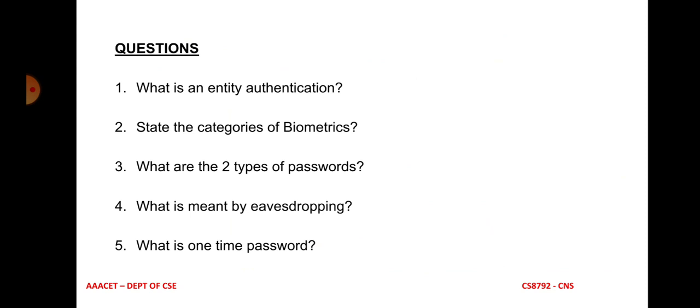And what is meant by eavesdropping? Eavesdropping is nothing but an intermediate person getting the password of the sender without their knowledge. And what is a one time password? It means the password is used only once, and after usage it can be erased.